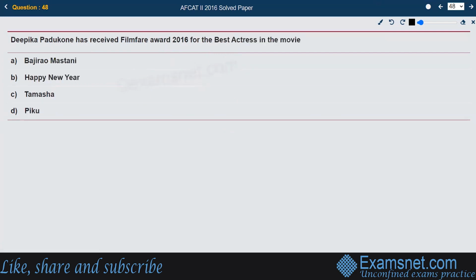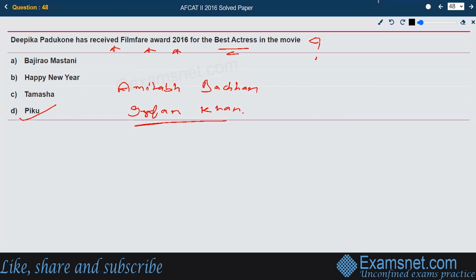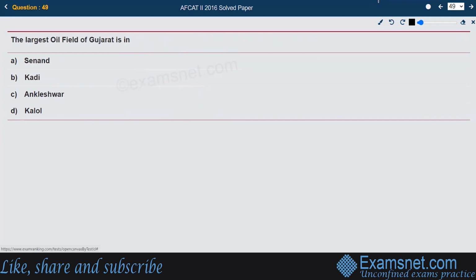Deepika Padukone received the Filmfare Award 2016 for Best Actress in which of the movies? The right answer is Piku. Other actors in this movie are Amitabh Bachchan and Irrfan Khan. Irrfan Khan as well acted in this particular movie, and the Best Actress award was received by Deepika Padukone for the movie Piku.